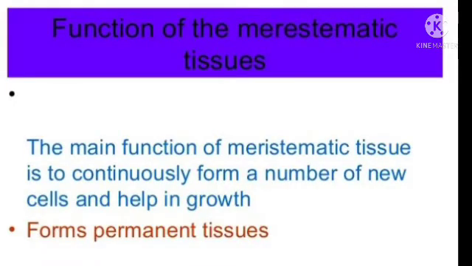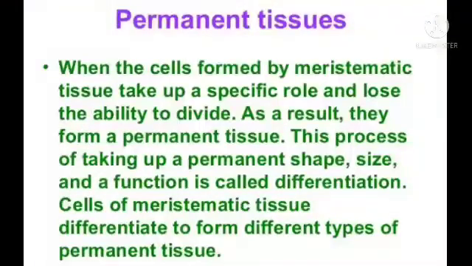Function of meristematic tissue. The function of meristematic tissue is to continuously form a number of new cells and help in growth. It forms permanent tissues. Permanent tissues: when the cells formed by meristematic tissue take up a specific role and lose the ability to divide, as a result they form a permanent tissue. This process of taking up a permanent shape, size and function is called differentiation. Cells of meristematic tissue differentiate to form different types of permanent tissue.